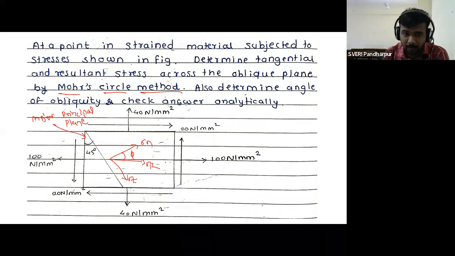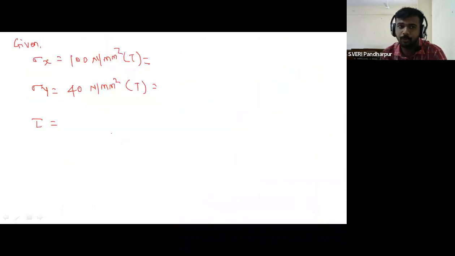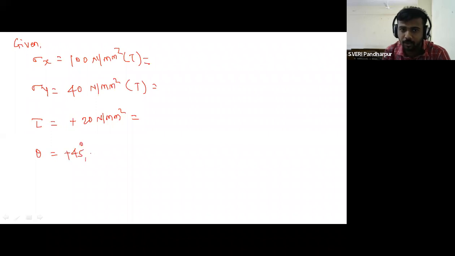Anti-clockwise. This is the direction at the bottom side, so it is anti-clockwise. It is also anti-clockwise at the other side. So will the shear stress be positive or negative? Positive. So here plus 20 Newton per mm square, and theta is already given as 45 degree, so 2 theta is equal to 90 degree. And we have to calculate sigma n, sigma t, sigma r, and phi.